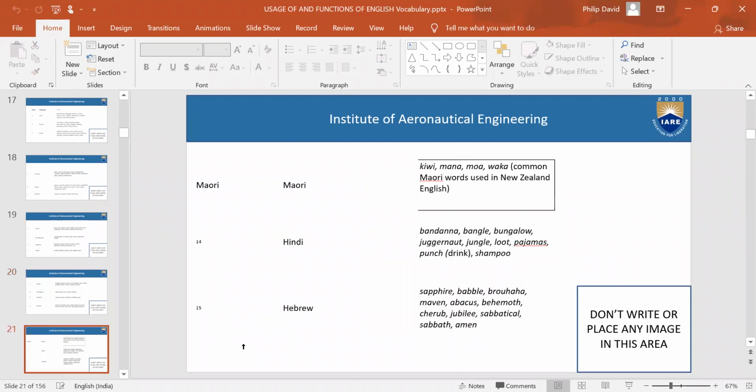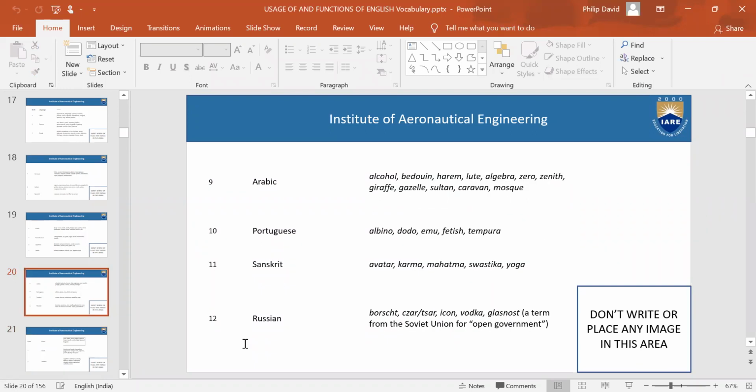Please read from Russian: borscht, tsar, icon, vodka, glasnost, from the Soviet Union for open government. All right, we'll stop till here. We'll continue in the next class.